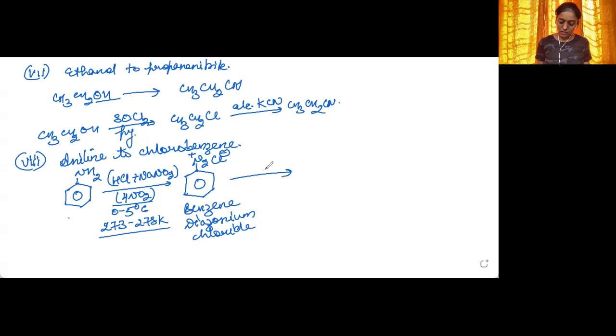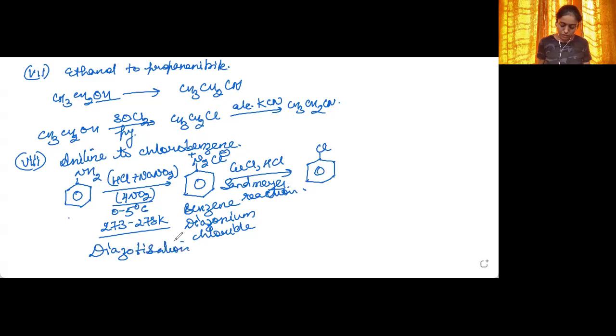Now we can convert it into chlorobenzene by treating it with CuCl and HCl. This is Sandmeyer's reaction. Very important. This step is known as diazotization, the conversion of aniline into benzene diazonium chloride, that is the diazonium salt. Okay, let's now move into the next part of this question.